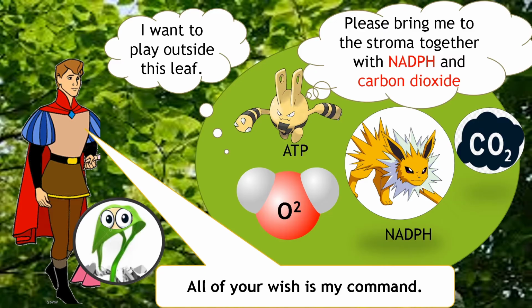So the plant princess and the prince brought the product of light-dependent reaction, which are the ATP, NADPH, and oxygen, together with carbon dioxide that they brought before they entered the leaf.